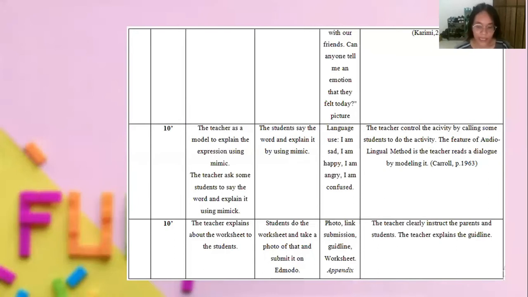And the assessment that the teacher does in this stage is like a warm up assessment to test students' understanding, because the teacher has already explained through the video, through using mimic and so on. So to check their understanding about what the teacher has brought to the students, the teacher does this assignment.